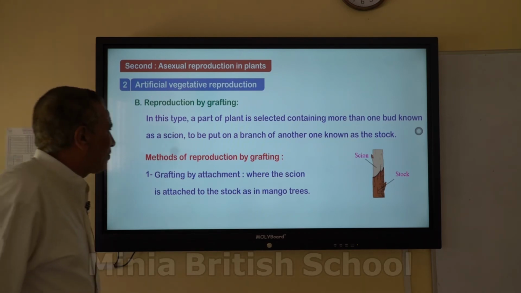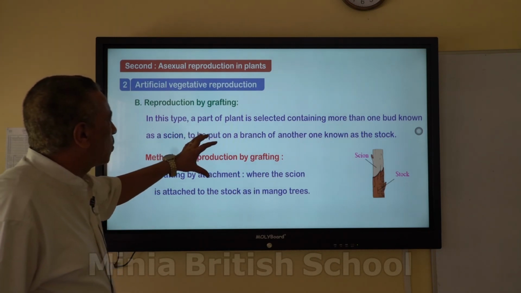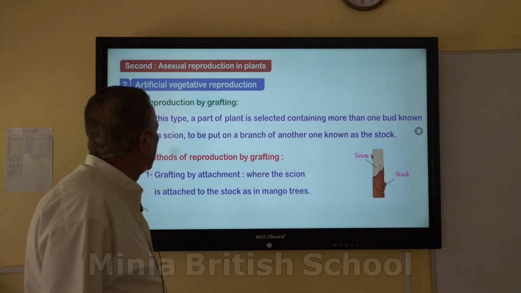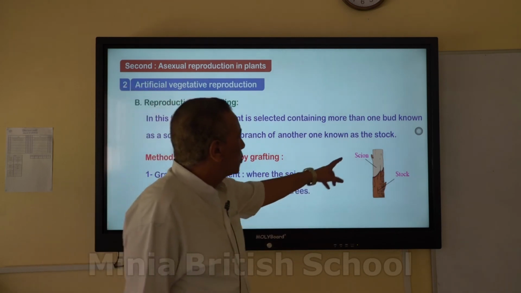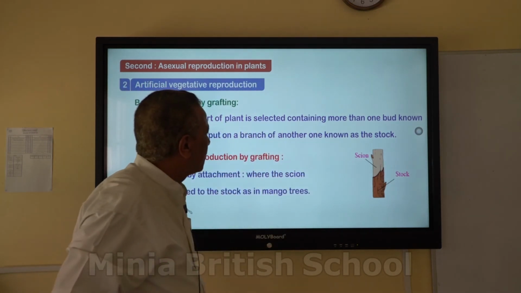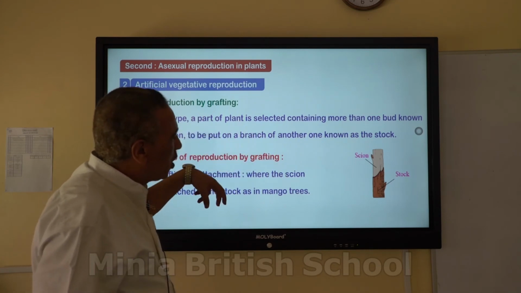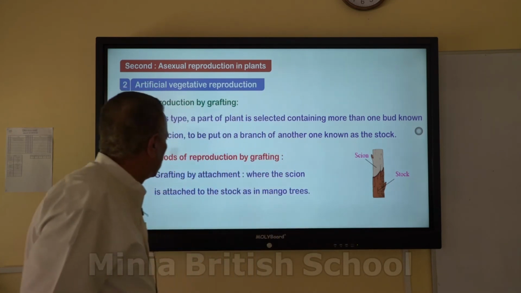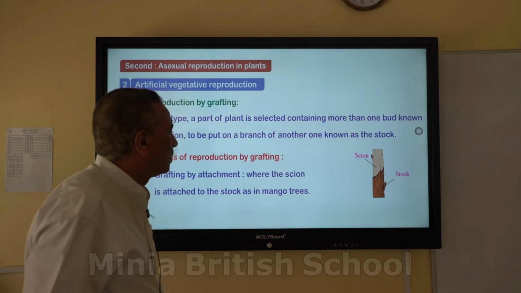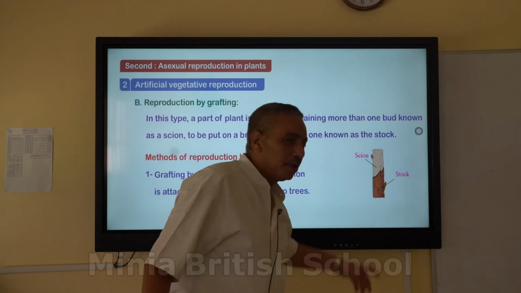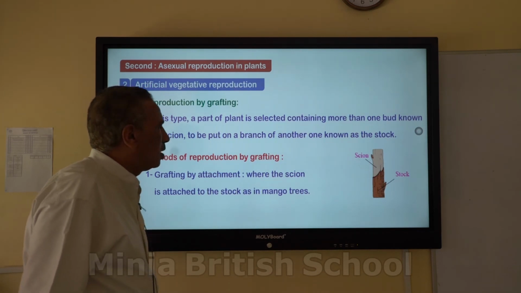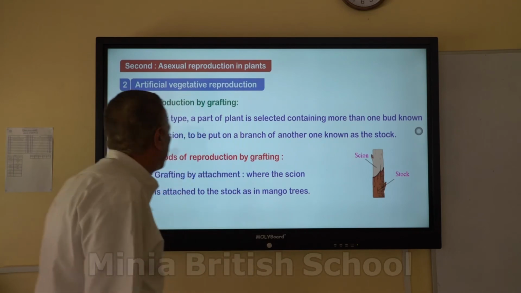Another one is reproduction by grafting. Grafting is a type of asexual reproduction. A part of the plant is selected which contains more than one bud. This part is known as the scion. This part will be put over another branch of the same kind of plant, called the stock. Then this part which is cut will form a new plant. Grafting by attachment is where the scion is attached to the stock directly, and this is the case with the mango tree.